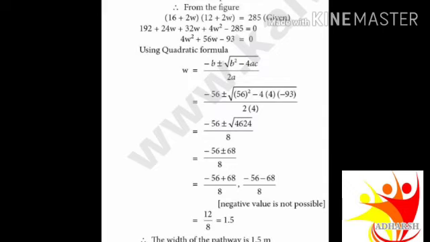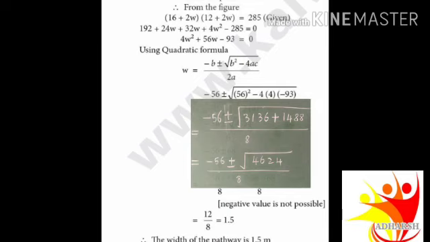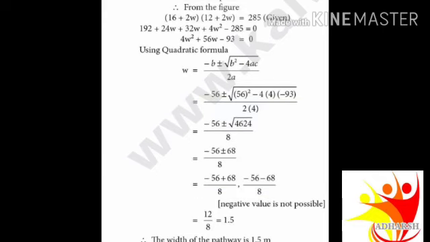That equal to minus 56 plus or minus root of 56 square is 3136 plus 4 into 4, 16 into 93 equal to 1488, divided by 2 into 4, equal to minus 56 plus or minus root of 3136 plus 1488 equal to 4624, divided by 2 into 4, 8.